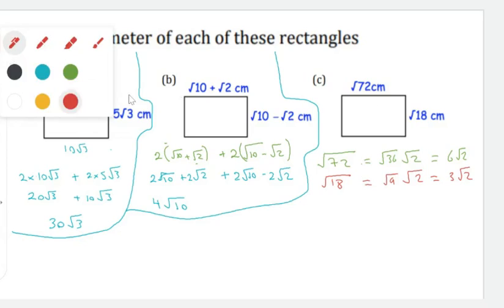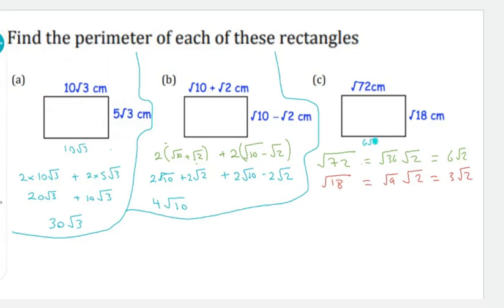And now we've got terms that we can add together really nicely. So we've got 6 root 2 over here, and we've got 3 root 2 over here. So we've got 2 lots of 6 root 2 plus 2 lots of 3 root 2. 2 lots of 6 root 2 is 12 root 2, and 2 lots of 3 root 2 is 6 root 2. And then adding those together, that gives us 18 root 2.